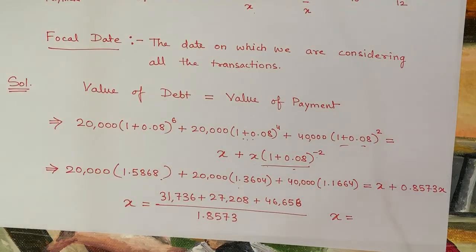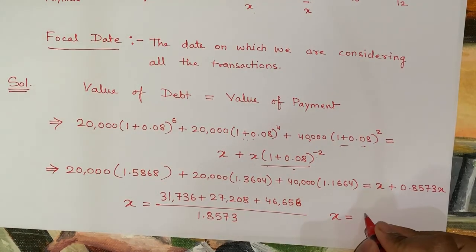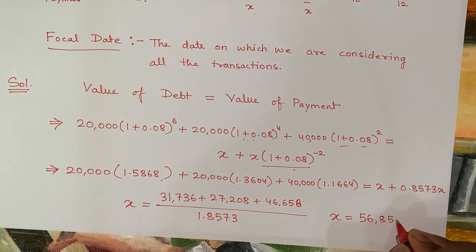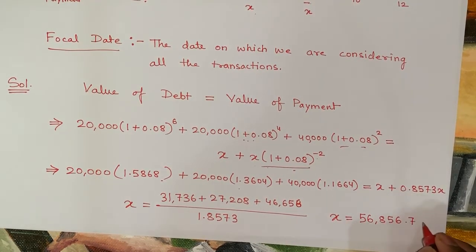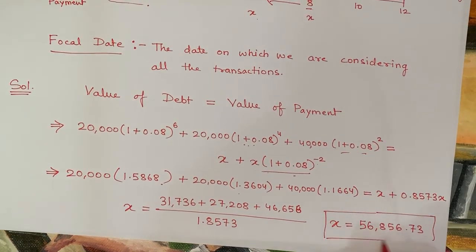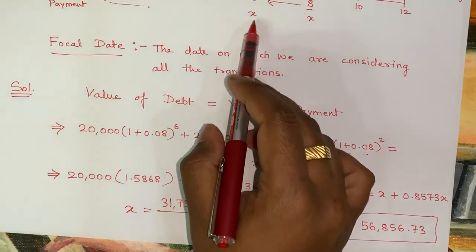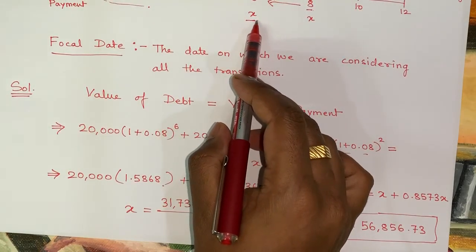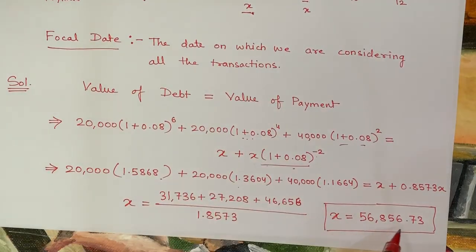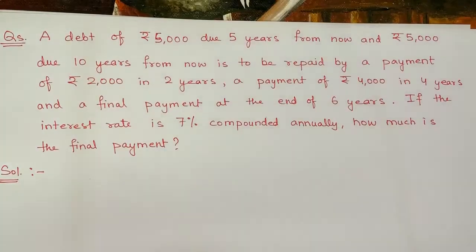And after solving for x, we get the value of x equals to 56,856.73, which means that at the end of 6th year we will be paying 56,856 rupees, and also at the end of 8th year we will be paying 56,856 to pay off all our debts. Now let's do one more question to clarify this concept.